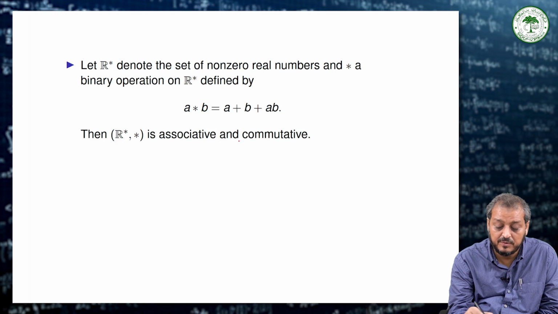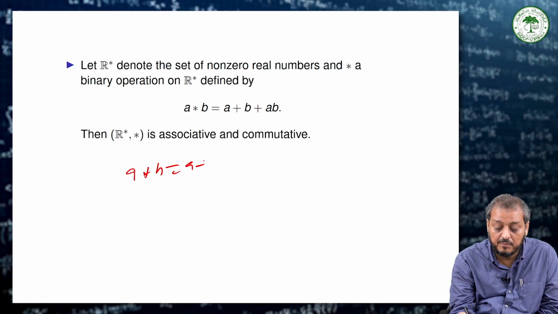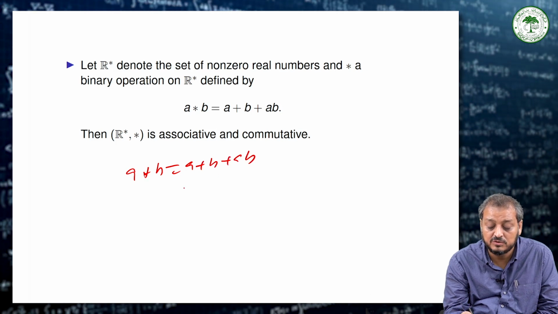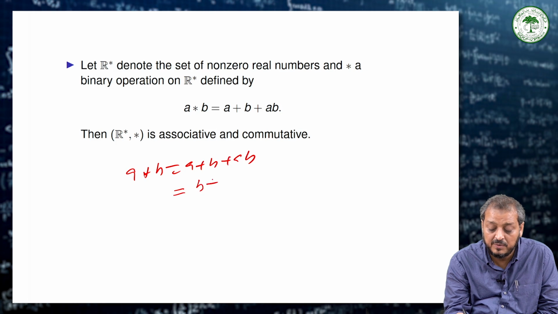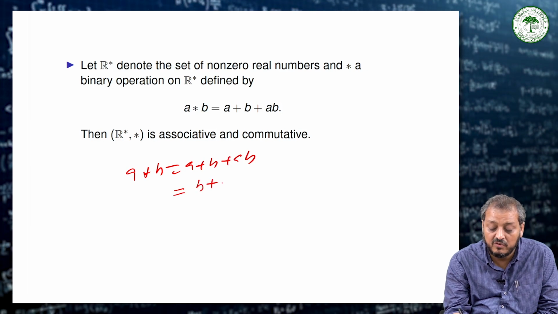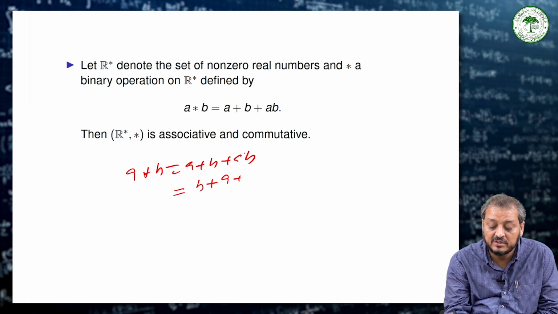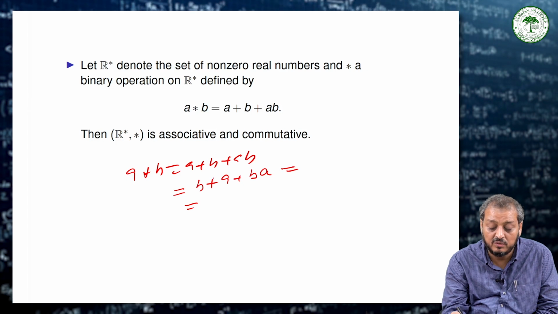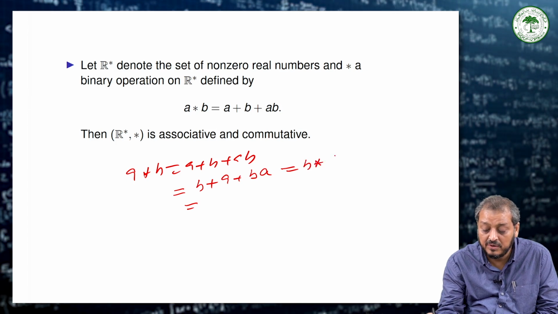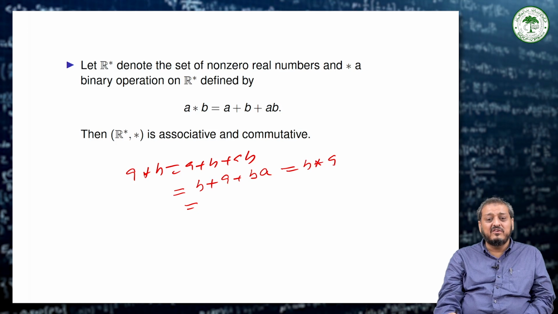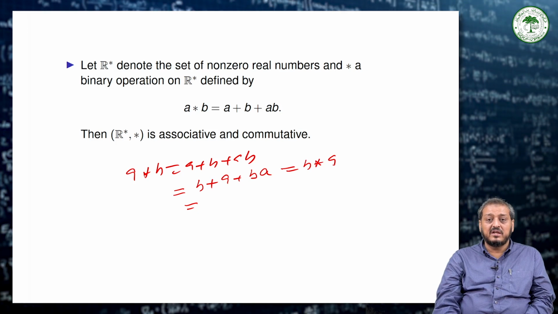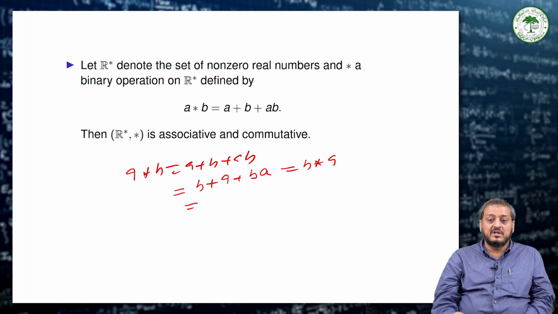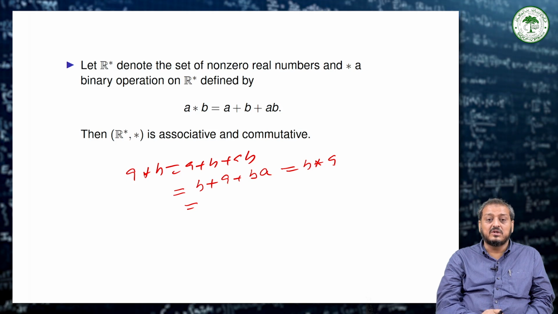Clearly we can write A star B in the form a plus b plus ab, because a and b are elements of the set of all non-zero real numbers. Addition on the non-zero numbers is commutative, and multiplication is also commutative. So this can be written as b plus a plus ba, which by definition is B star A. Similarly we can prove that this operation is commutative, and also associative. We can easily see that in this case both conditions are satisfied.